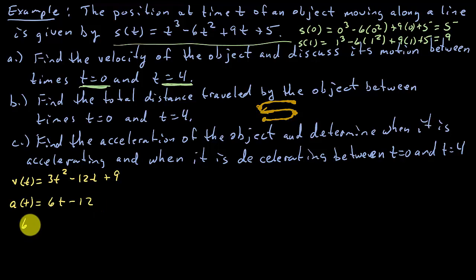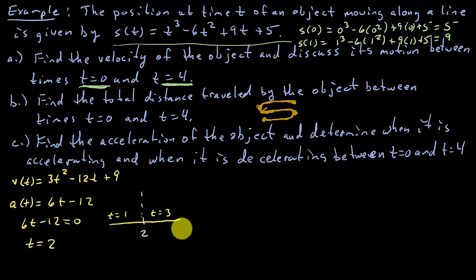So I'm going to take the 6t minus 12, set it equal to 0, and that's going to give me t equals 2. All right. So then what I'll do is I will plot the 2 on a number line, and I'll choose a point here, t equals 1, and let's do t equals 3. You can choose any numbers you want, just as long as they're in the intervals. You've got to pick a number from each interval.